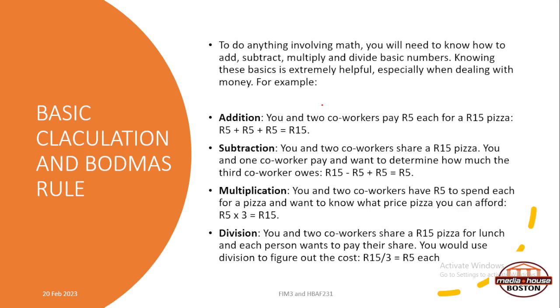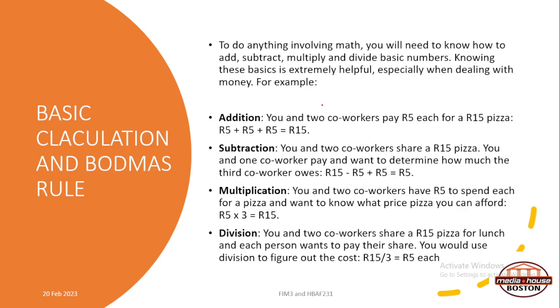So here are some of the BODMAS rules, or some of the things that we need to understand. We're going to work with addition. For example, if you go out with your two co-workers and you each pay 5 rand for a 15 rand pizza, the amounts have to add up to 15 rand, meaning each will be 5 rand, 5 rand, 5 rand. If a pizza is worth 15 rand and there are three of you contributing equally, therefore it will be 15 rand.